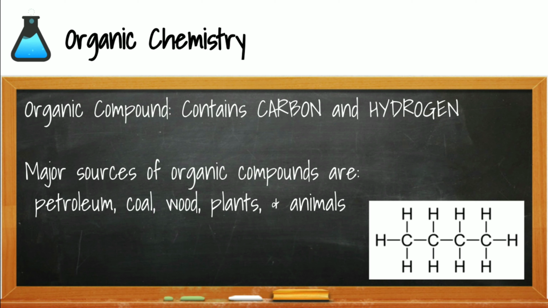Now, there are a wide variety of organic compounds all around us. And here are some examples like petroleum and coal and wood, plants and animals. So these are compounds that are found in living things or things that have been produced by living things.